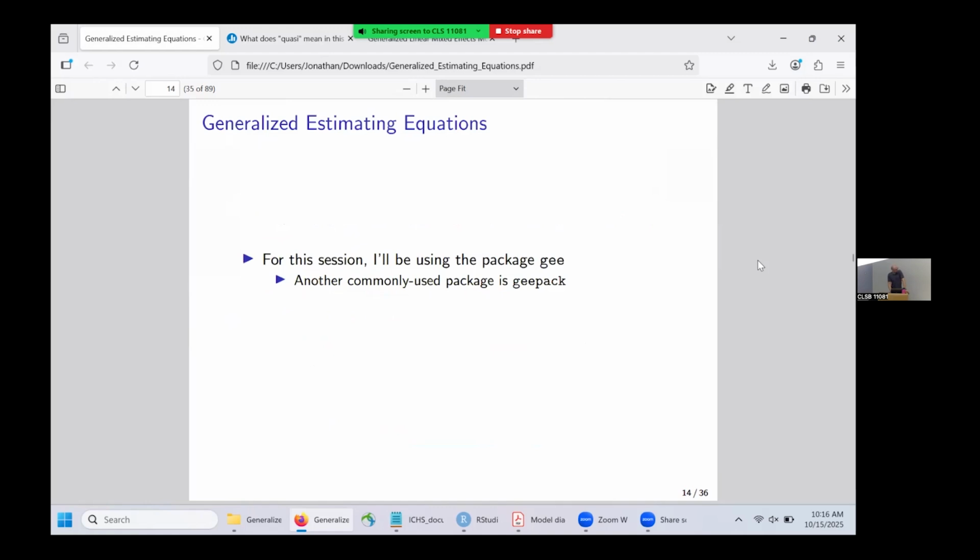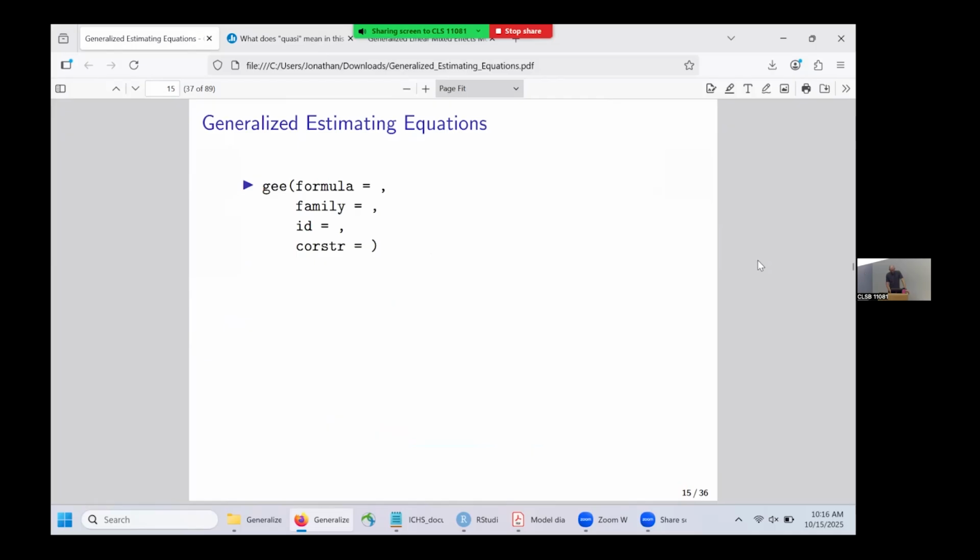So I'm going to be using for today this package, gee. It's not the only R package that handles generalized estimating equations. Another commonly used package is gpack. But I'm going to focus on gee and specifically the function gee. So here are some of the main parameters for this function.